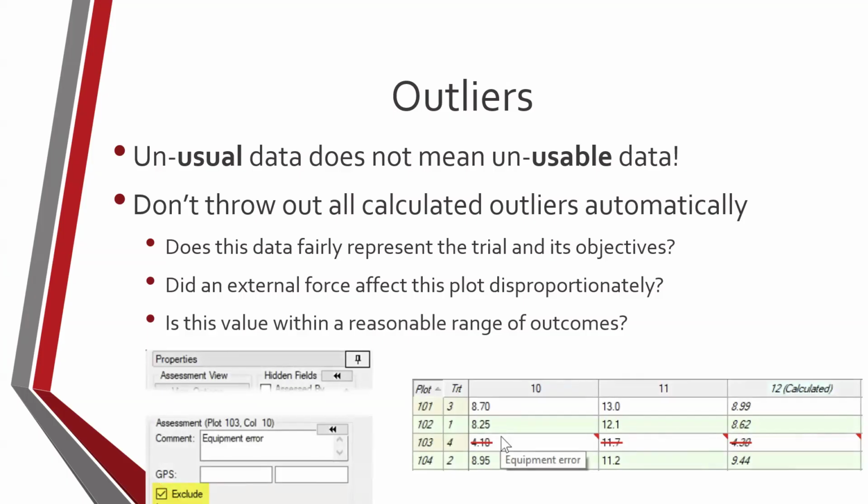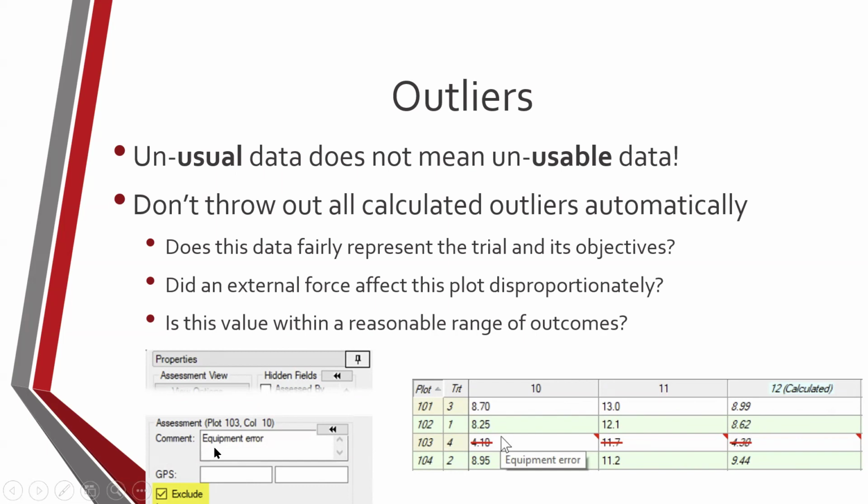And here's that screenshot I mentioned. If you do decide, I want to remove that value, there's a checkbox on that properties panel to exclude the value that you've clicked on. So this allows you to still preserve the recorded value, but ARM will ignore it when it comes time to run the analysis.